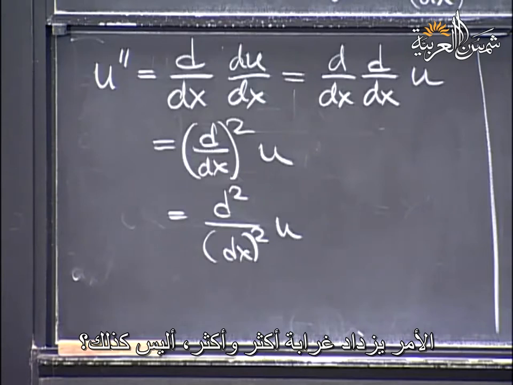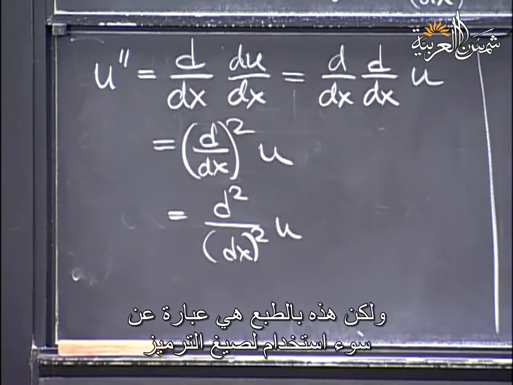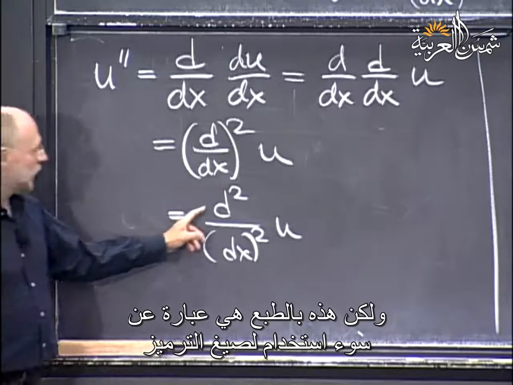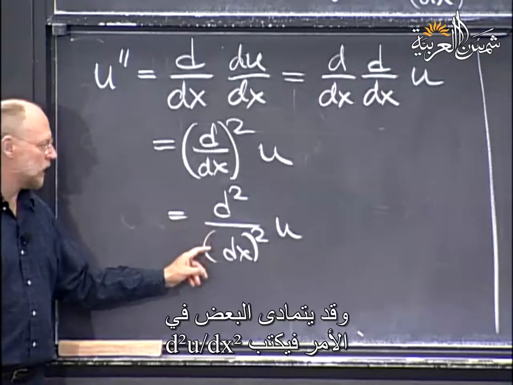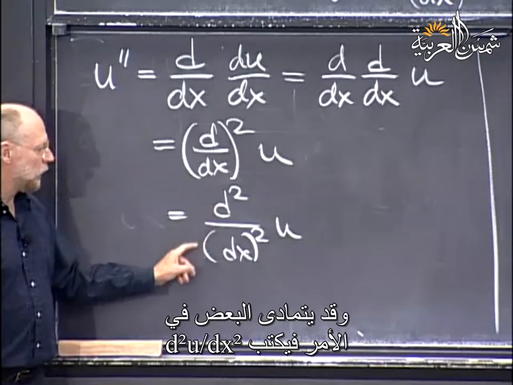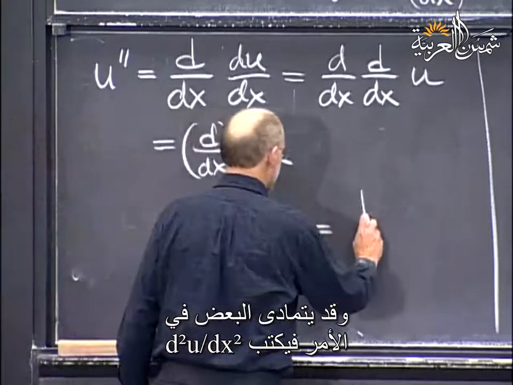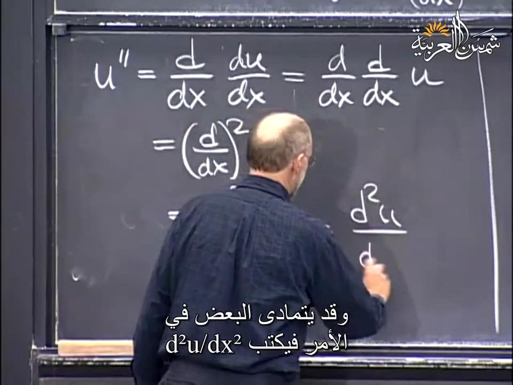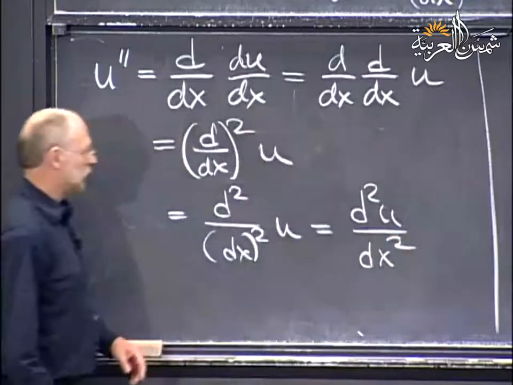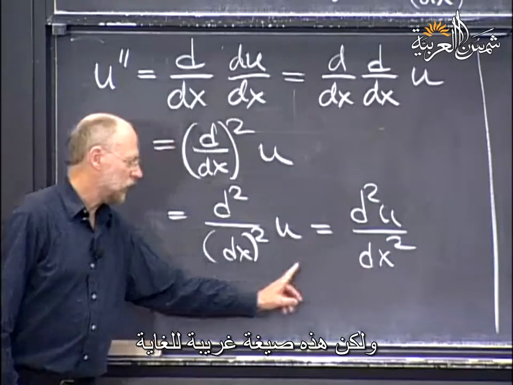It's getting stranger and stranger, isn't it? This is definitely just a kind of abusive notation. But then people will go even further and write d squared u divided by dx squared. So this is the strangest one.